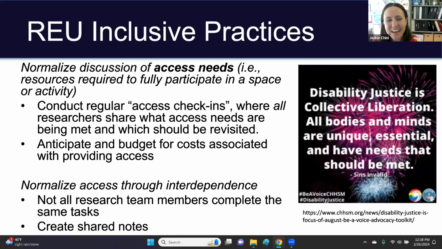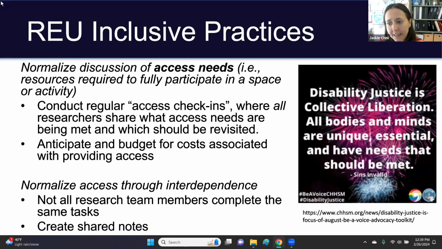So again, we're going to break these practices down and think about what are some inclusive practices that we could use. And we went off template for our REU inclusive practices because we wanted to center a different type of skill that we think is important for the physics community to think about. And this is the idea of just normalizing access needs and bringing ideas about disability justice into our community spaces.